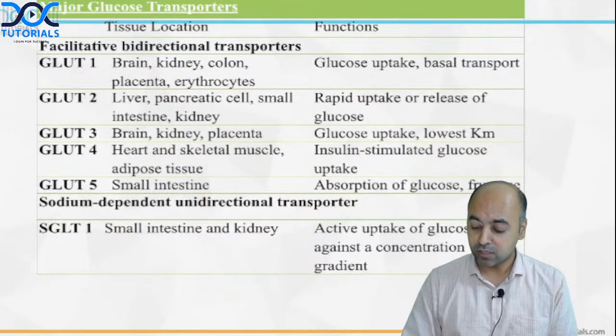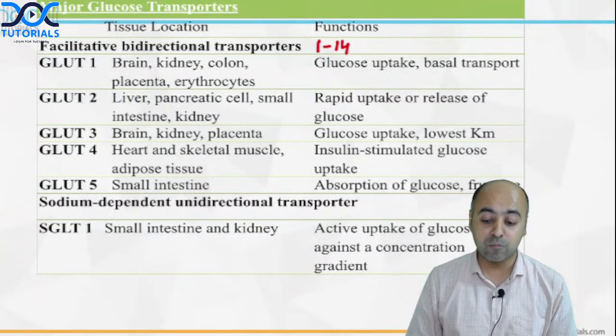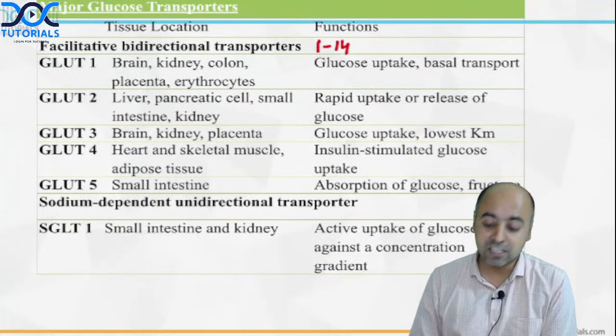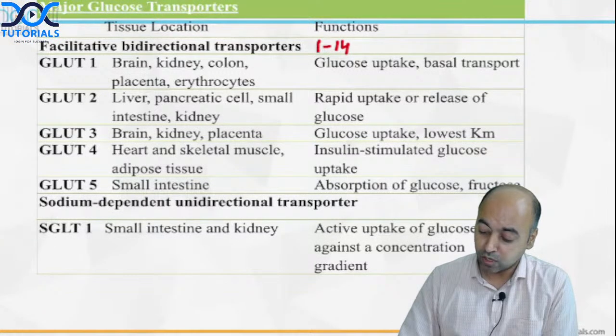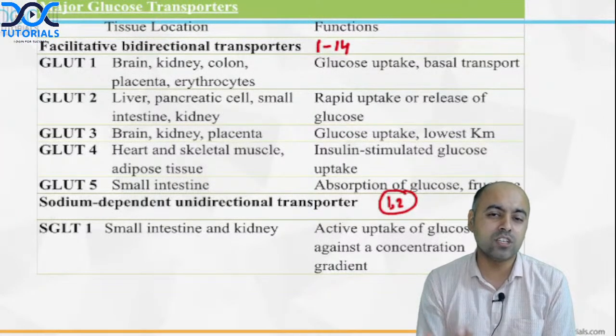When we talk about the GLUT series, till now 14 different forms have been identified. We don't need to know the details about all of them. If you know about the first 5, that is more than enough. Similarly, for the SGLT, we have type 1 and type 2. Details of type 1, if you know, is enough.